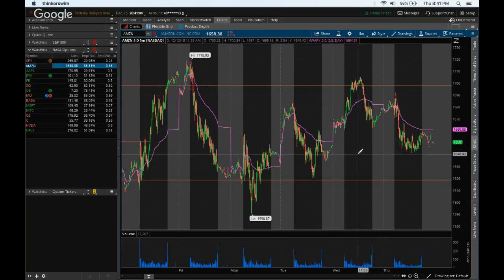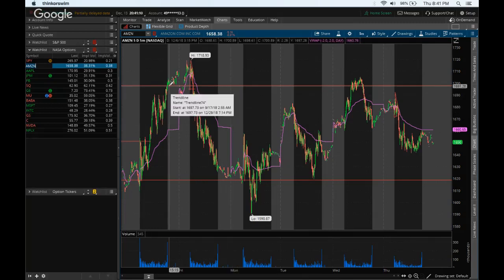Then I go to Amazon. I go, okay, look, we close below here. We're holding under VWAP, maybe bearish on the day. Do I want to trade that?